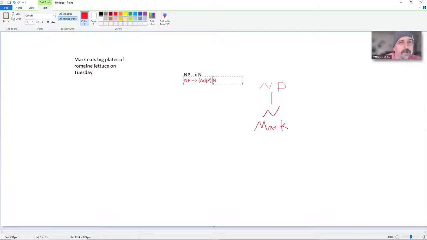Notice as well that I put the adjective phrase in parentheticals. So to be a noun phrase, one needs to contain a noun, but one need not contain the adjective phrase. That is an optional element. That's sort of the core of these phrase structure rules, is that we're going to capture the core elements that are required, and then we're going to make the elements that are not required optional.